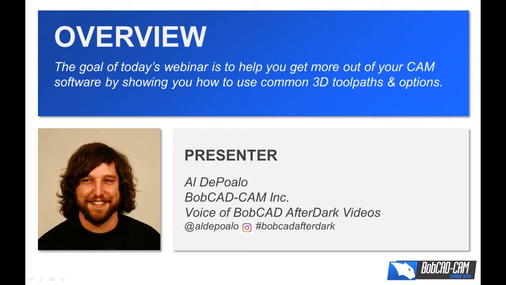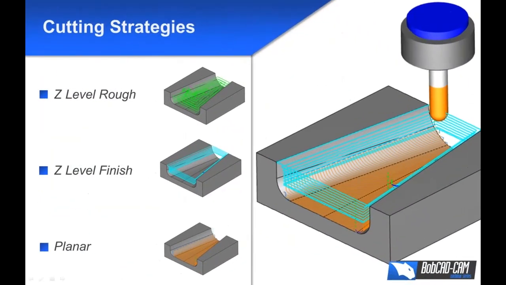The goal of today's webinar is to help you get more out of your CAM software by showing you how to use common 3D toolpaths and options. There's 3 cutting strategies that we're going to really take a look at. These are the most common cutting strategies you'll use when machining 3D parts. We'll look at Z-level rough, Z-level finish, and planar.